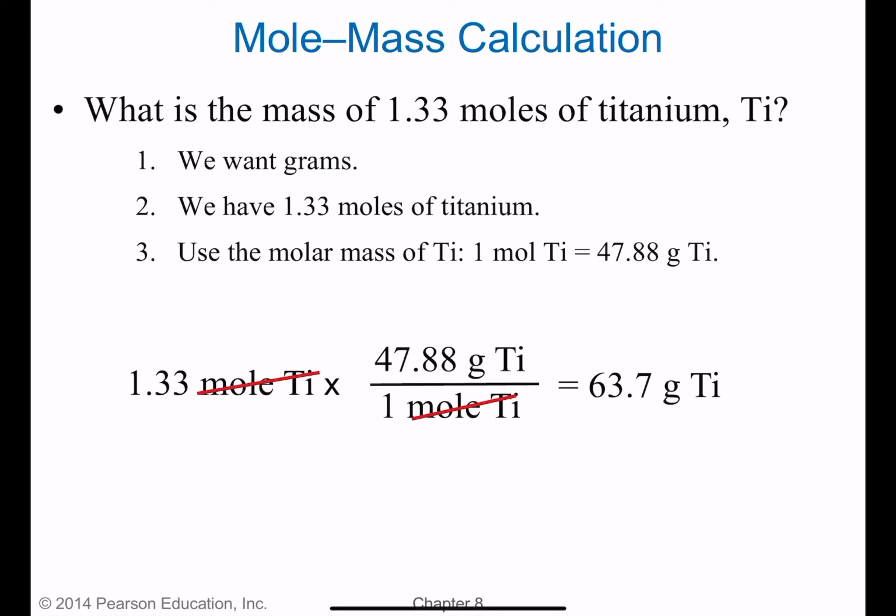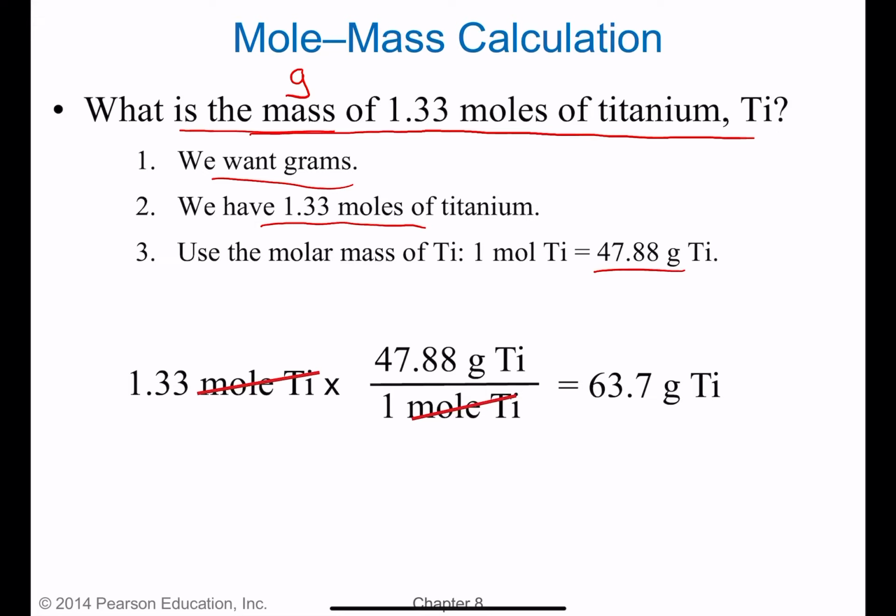So here's another example. What is the mass of 1.33 moles of titanium? So step 1, we want grams. They said, what is the mass? That means they're asking for grams. We're given 1.33 moles of titanium. And we're going to need the molar mass of titanium, and this 47.88 came directly from the periodic table.